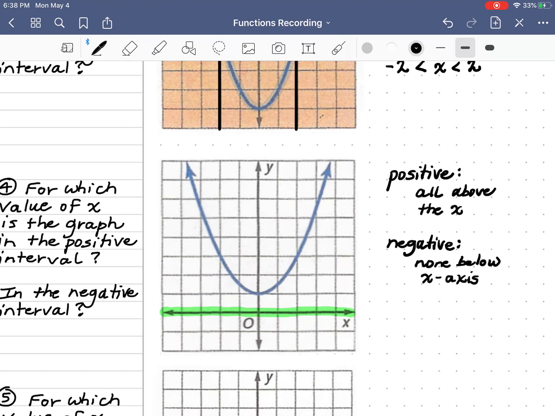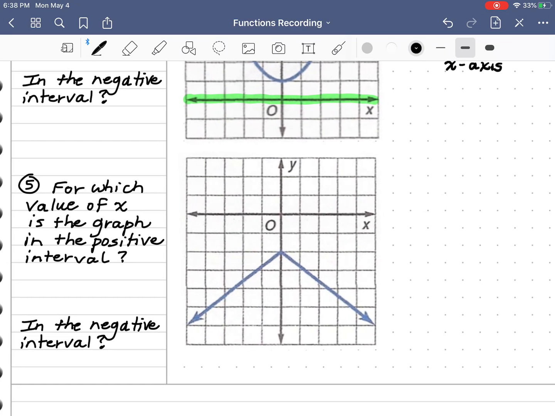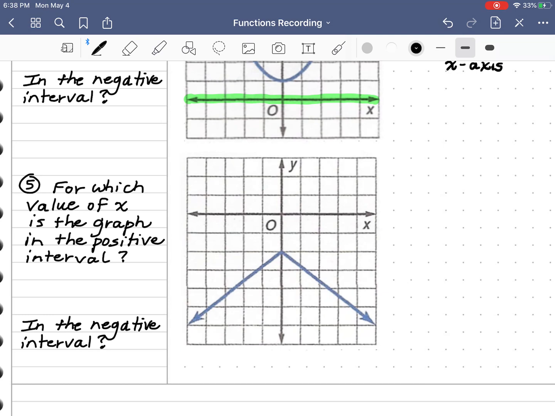They're just trying to focus our attention on where that graph is crossing these axes. For which value of x is the graph in the positive interval and in the negative interval? Well, again, if you look at the x-axis, we have none in the positive because none of them are above the x-axis, and negative, they're all below the x-axis. So we would say that all of them are below the x-axis.